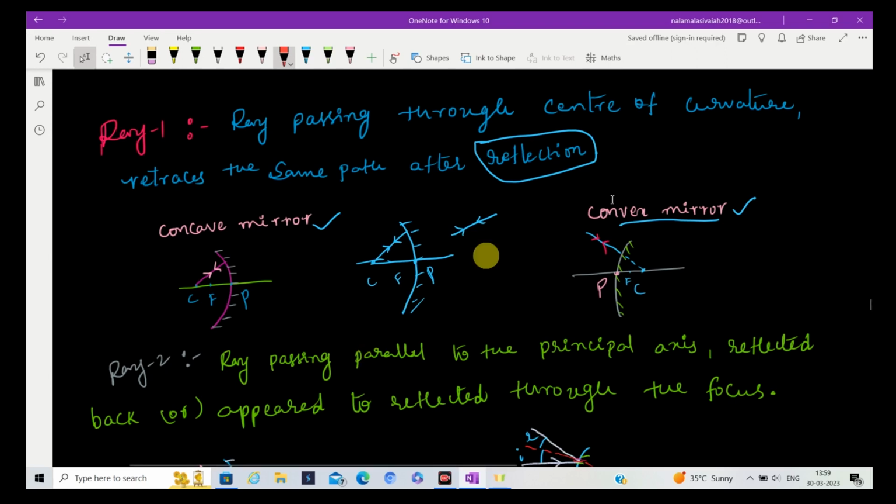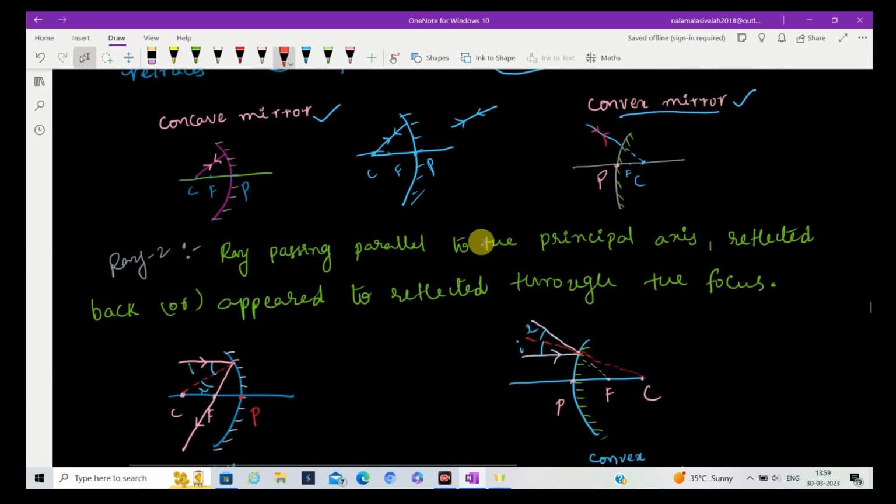Here you can see the convex mirror also. The light is incident on it, and again it reflects back along the same path. Here is the coating, and the other side will be the reflecting surface. So that is about ray 1.